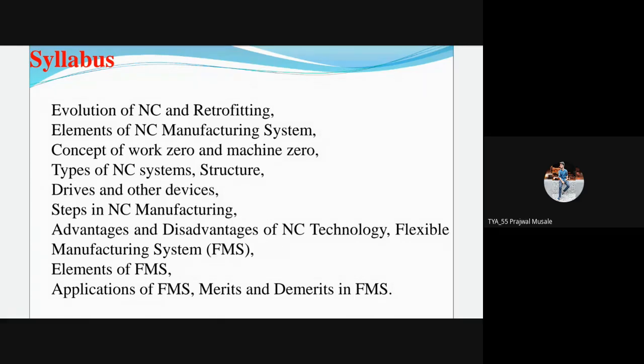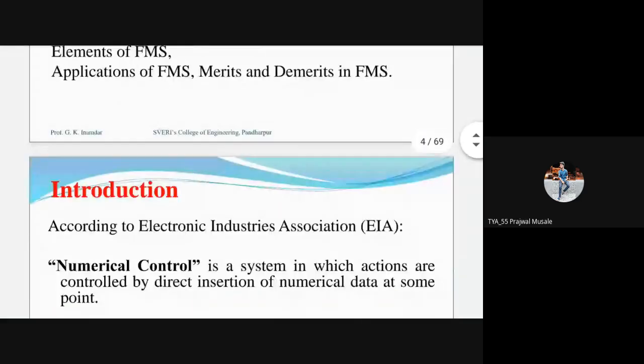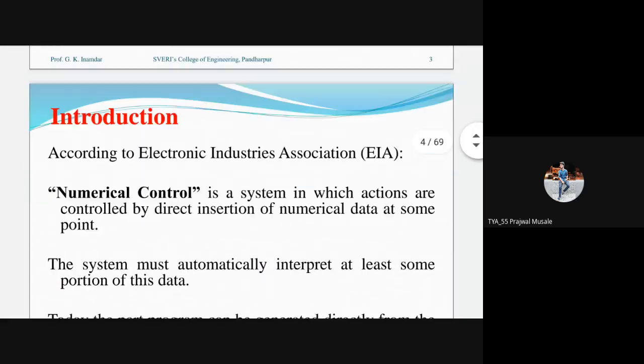Okay, fundamentals of the NC system. So let's start with point number 1, introduction. According to the Electronic Industries Association, EIA, they have given the definition of the NC system. Numerical control is a system in which actions are controlled by direct insertion of numerical data. Numerical control is based only on numerical data.